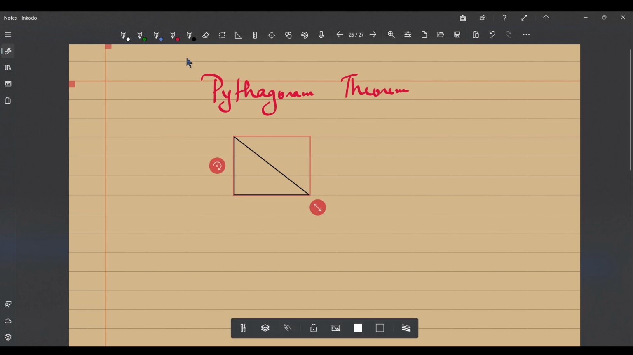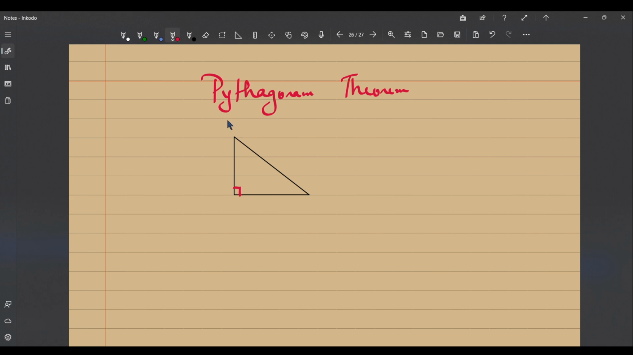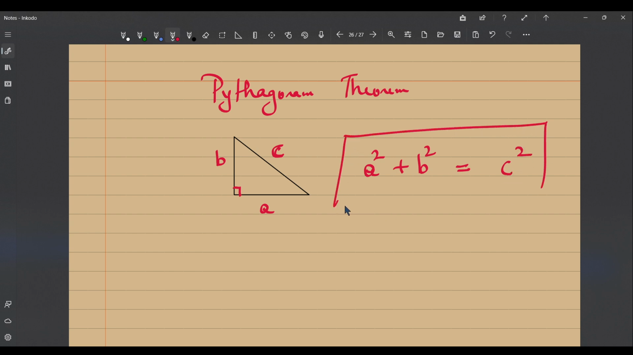It is right angled here, and because the theorem talks only about the sides of the triangles, let me say the measure of this side be a units, the measure of the height of the right angle triangle be b units, and the measure of the hypotenuse, the longest side, be c units. The theorem says that the sum of the squares of the two sides, a square plus b square, would always be equal to the square of the hypotenuse. This is what our Pythagoras theorem states.